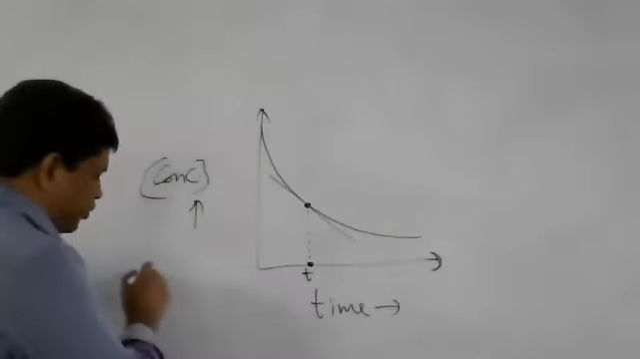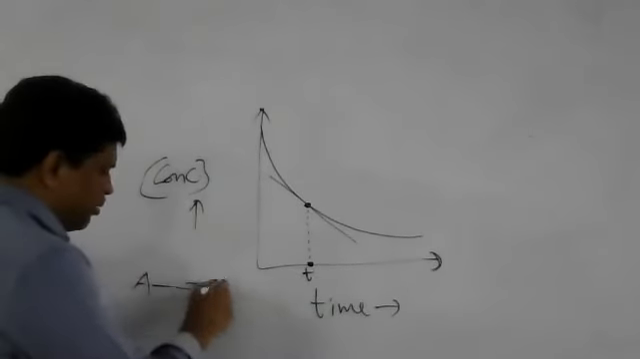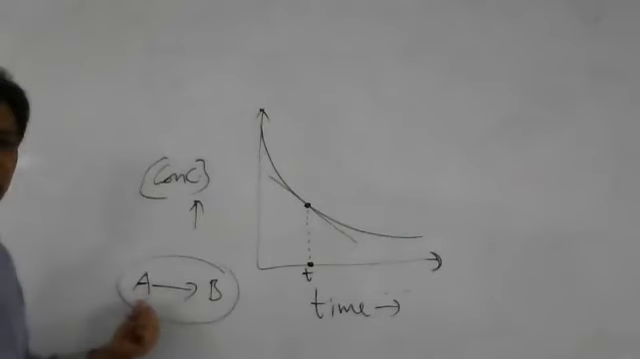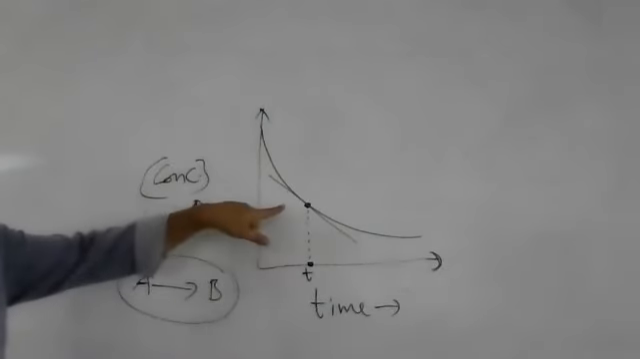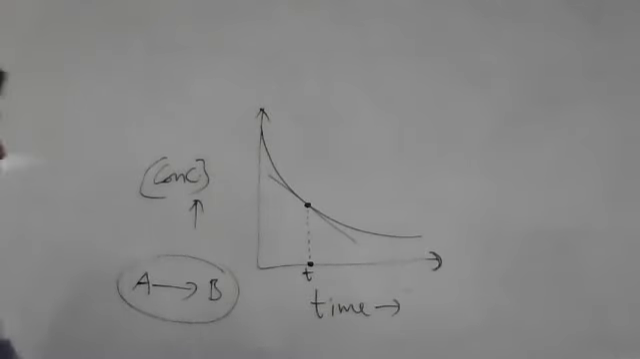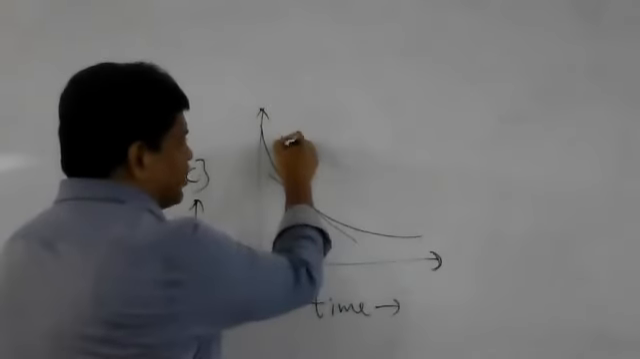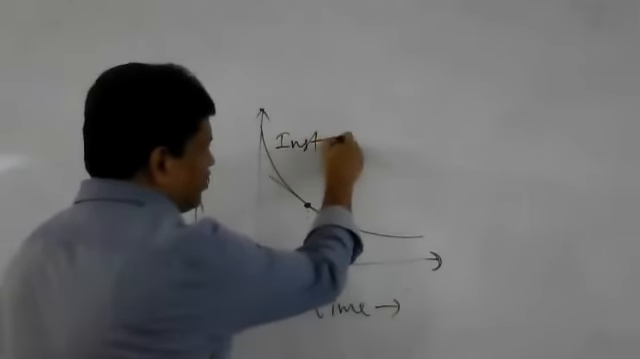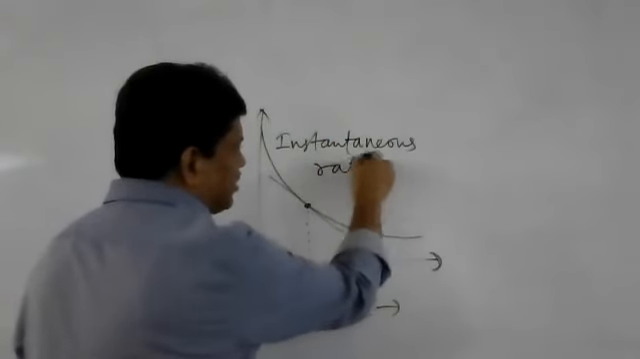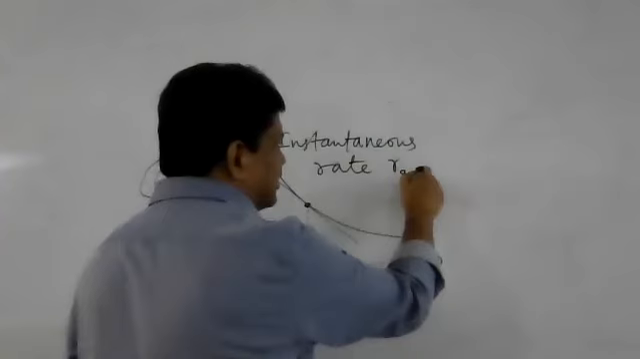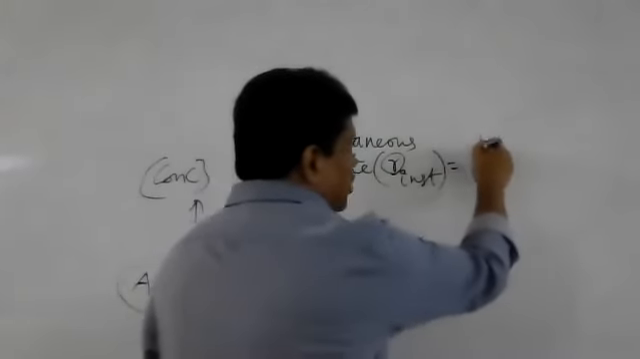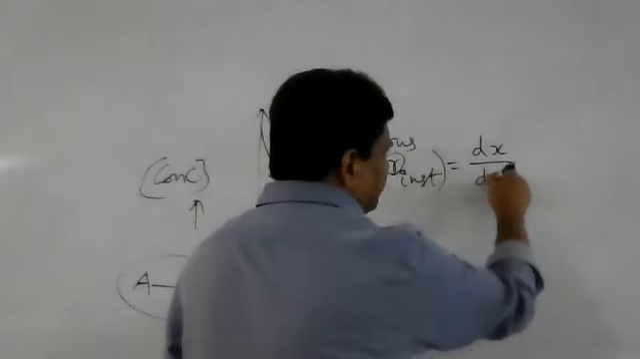Suppose I'm taking a reaction again: A gives rise to B only. A is the reactant, B is the product. Now I have shown only the curve of reactant A here. So in this case, the instantaneous rate, R instantaneous, is generally equal to dx by dt.